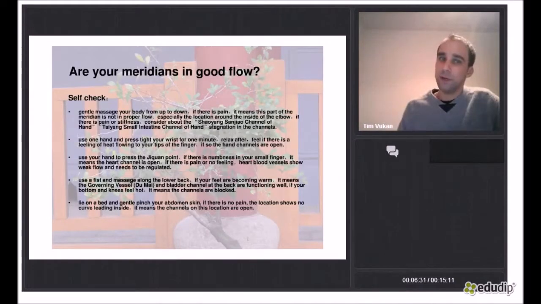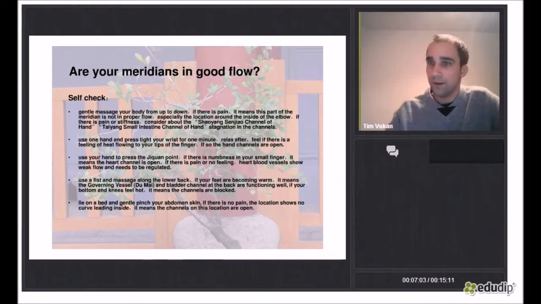And if you take a look at these 5 different techniques, by gently massaging your body from up to down, you will find different explanations on how we are able to check if we have certain pain in a body location, if we feel some kind of numbness, or if we feel heat in certain locations. So go through these self-check methods yourself and check if you find yourself in them too.